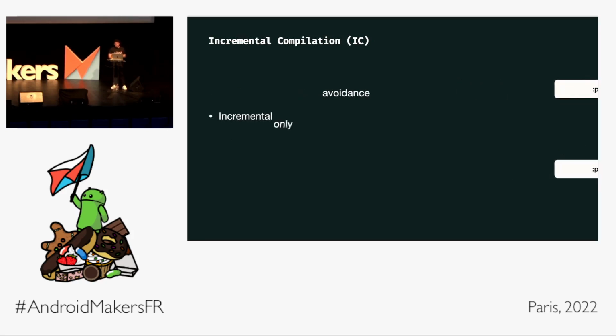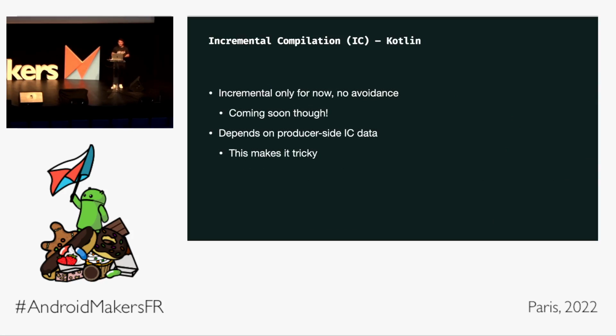Kotlin's is fun because it works differently. It actually has no compilation avoidance currently. It's incremental only, but there is some good news coming soon, so encouragement to stay till the end of my talk. This depends on a mechanism called producer side incremental compilation data. I'm just going to start saying IC for the rest of the talk. It's a lot of syllables, and we don't have much time.